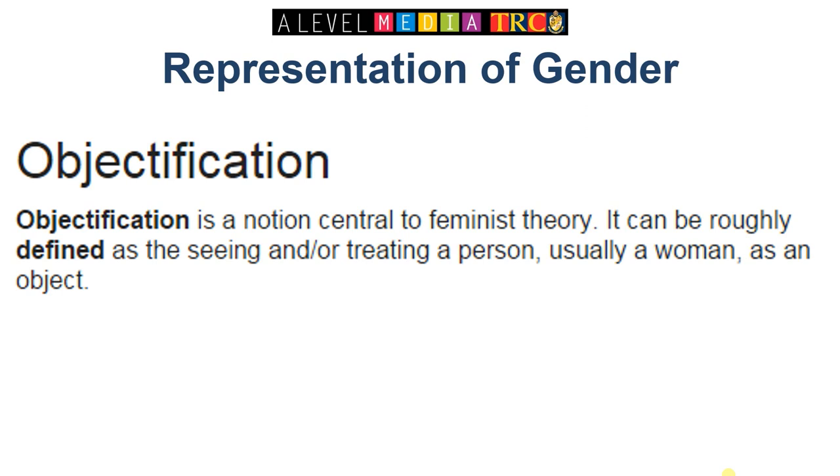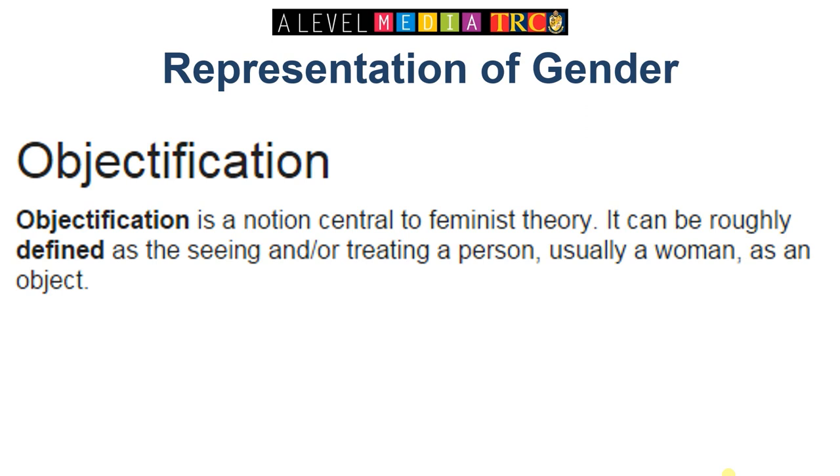One of the key things we can look at, and this is something that Lisbeth van Zoonen talked about, but in particular Laura Mulvey, is the idea of the male gaze, that women in particular are objectified. They are treated as objects. Objectification is a notion central to feminist theory. It can be roughly defined as seeing and/or treating a person, usually a woman, as an object. Less as a person, but as a sex object. Someone who's there to be looked at.